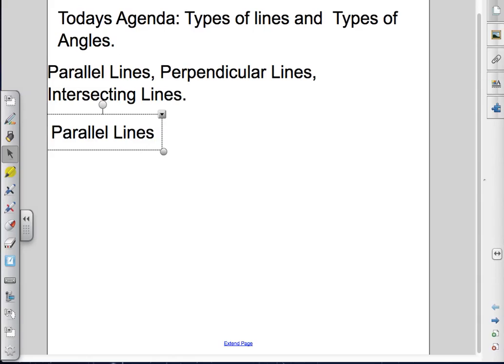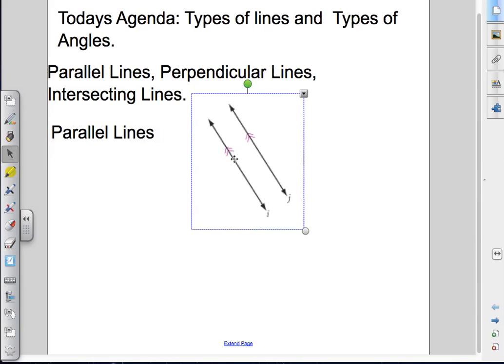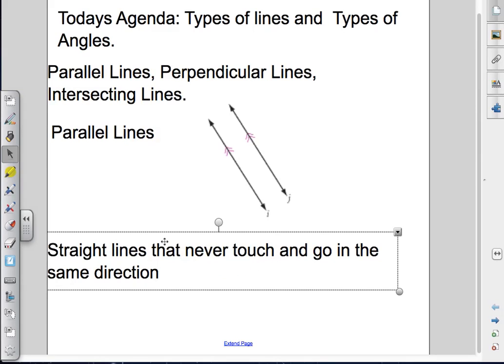What are parallel lines? You've probably seen pictures of parallel lines before, and they look something like this. Okay? Here I have two parallel lines. And in essence, parallel lines are just straight lines that never touch and go in the same direction forever and ever. So we have two straight lines that never touch and go in the same direction forever and ever.